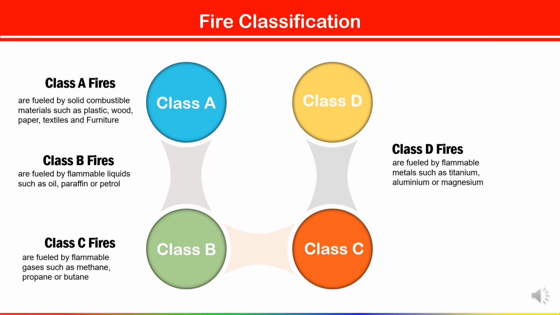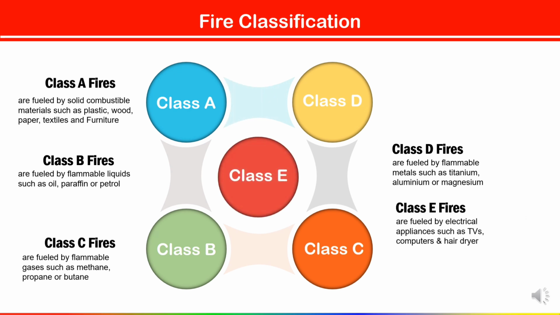An example of a class D fire is a magnesium fire in a manufacturing plant. Magnesium is highly reactive and can ignite when exposed to high temperature, spark or friction. Once ignited, it burns with an intense white flame and can reach extremely high temperatures. So this is the best example, a magnesium fire in a manufacturing plant. Then a titanium fire in aerospace manufacturing is also another example of class D fire.